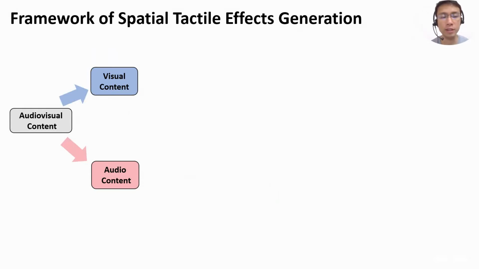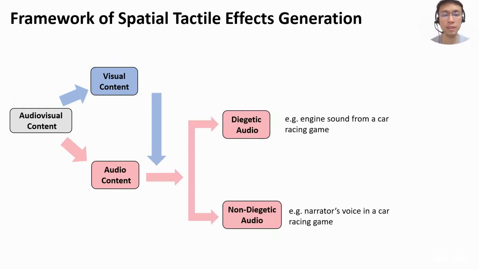The audiovisual content is first separated into visual content and audio content as I mentioned above. Next, we use both the visual content and the audio content to separate diegetic audio from the audio content. Diegetic audio comes from on-screen sounding sources, for example, engine sound from a car racing game. Non-diegetic audio comes from off-screen sounding sources, for example, narrator's voice in a car racing game. Since translating non-diegetic audio into spatial tactile effects can be distracting, we discard the non-diegetic audio from the audio content.